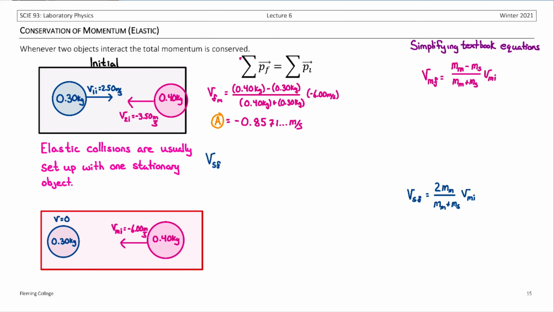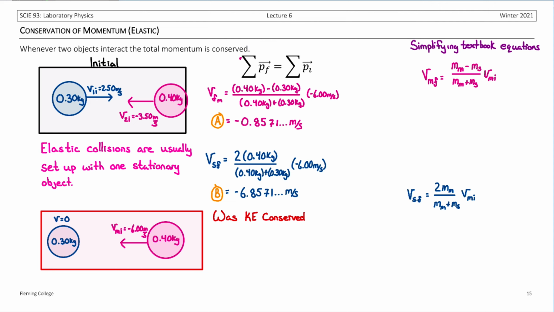What about the object that was stationary? Well, substituting our values, 2 times 0.40 kilograms divided by the masses of the two added together, multiplied by that initial velocity of the moving object, we get negative 6.8571 meters per second. And we could double check to see if the kinetic energy here was conserved.